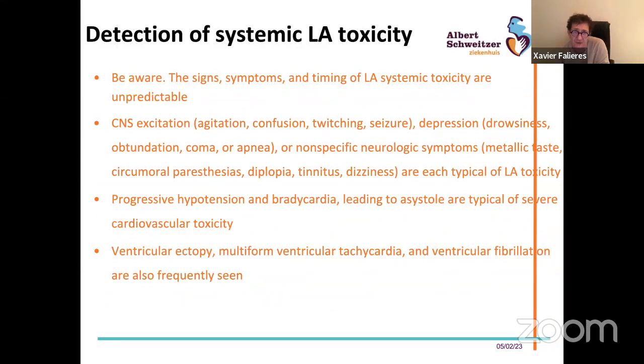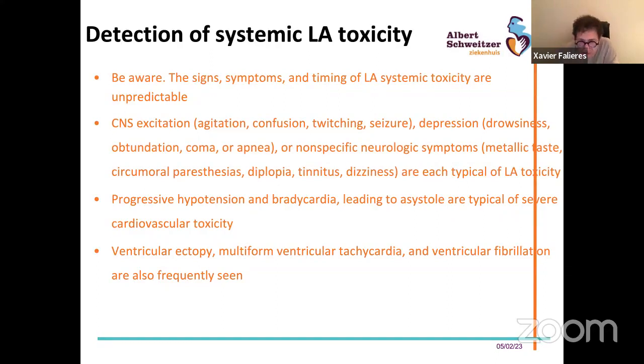So local anesthetic toxicity can take different forms. It's not always easy to see. Mostly you will have central nervous system excitation, agitation, confusion. That's mostly what happens. Drowsiness, the patient will say, I don't feel good. You have a metallic taste in the mouth, paresthesia, diplopia. These are signs that mostly will tell you, oh, I have a typical local anesthetic toxicity, but it's not always.